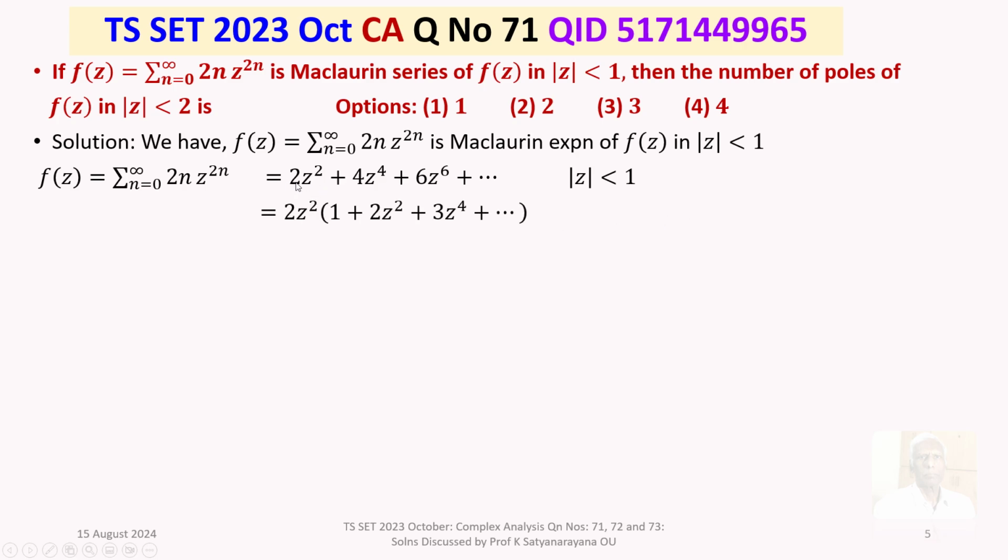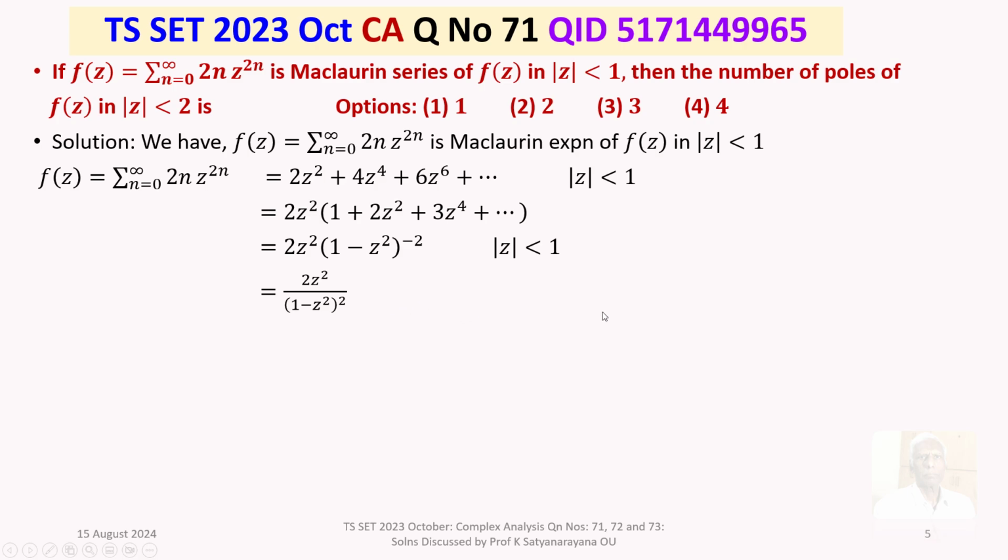Let's now take the common factor. 2z square is common throughout. So 2z square multiplied by, in brackets, 1 plus 2z square plus 3z to the power of 4 plus so on and so forth. This expansion is known to us, and it is the expansion of 1 minus z square to the power of minus 2, that is 1 by (1 minus z square) whole square, and this is valid in mod z less than 1. Thus we now got 2z square by (1 minus z square) whole square.